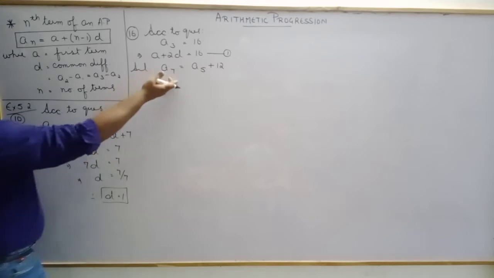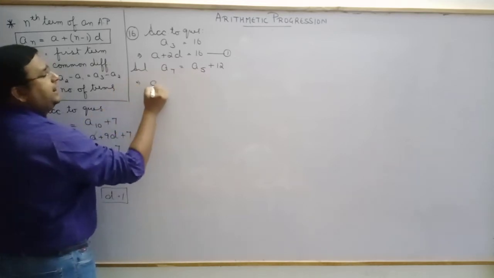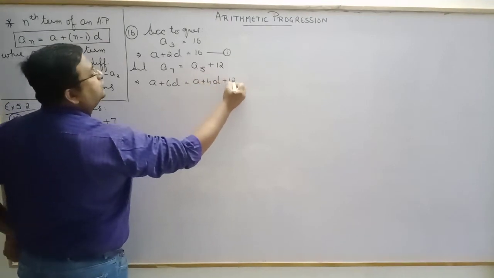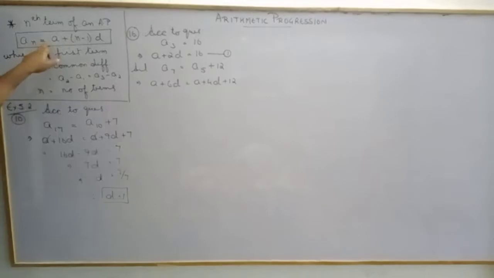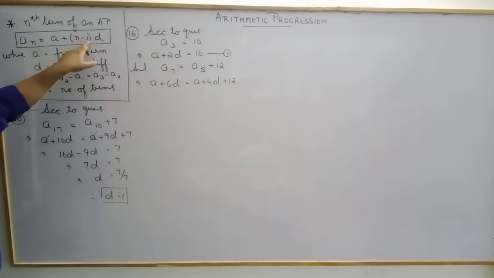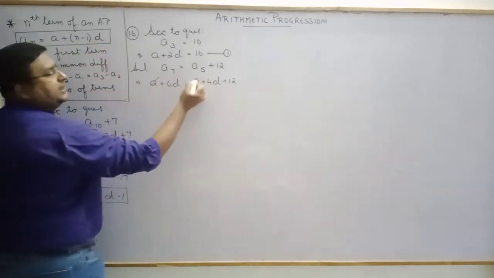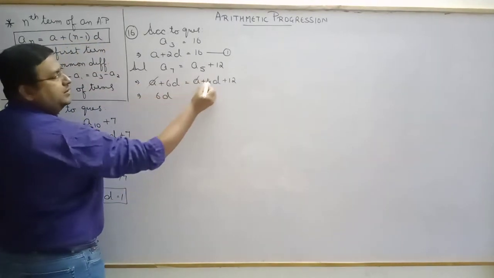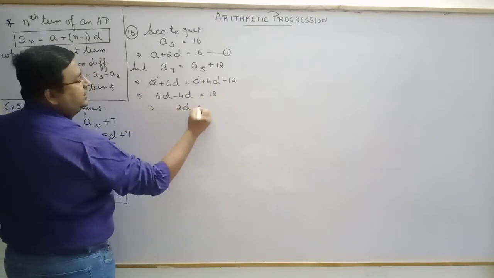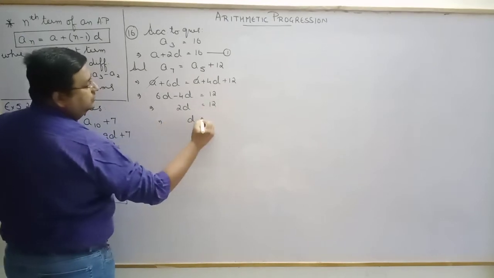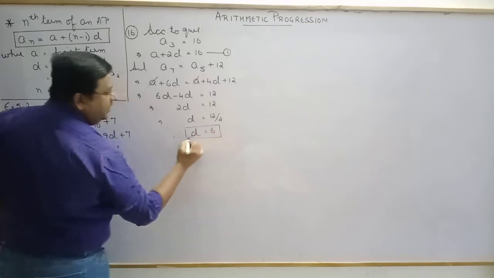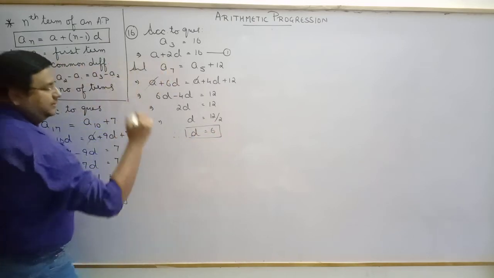Simple. Come over here. Same. 7th term A plus 6D. 5th term A plus 4D plus 12. Same formula. 7th term A plus 7 minus 1, 6D. 5th term A plus 5 minus 1, 4D, plus 12. A cancels. So 6D minus 4D is equal to 12. 6D minus 4D, 2D is equal to 12. So D is equal to 12 by 2. So therefore D is equal to how much? 6.